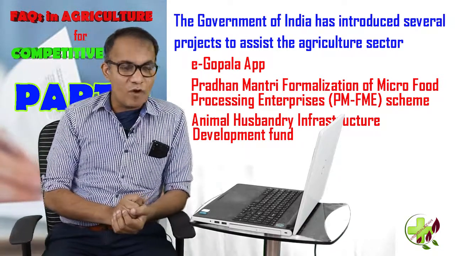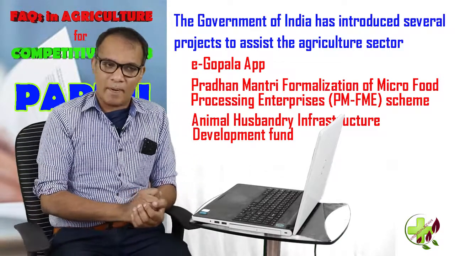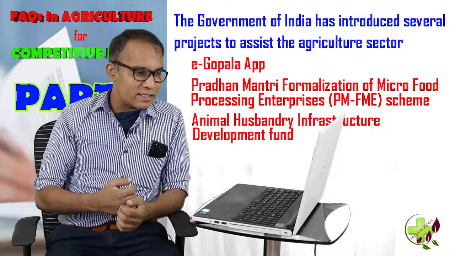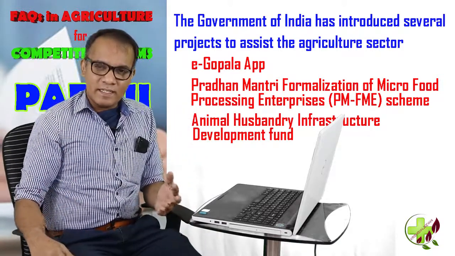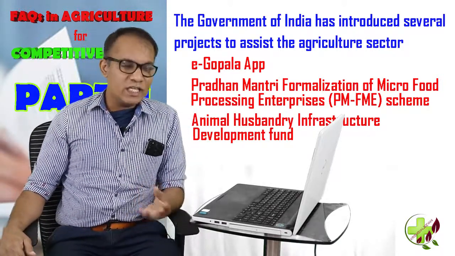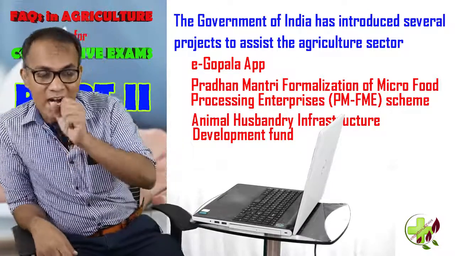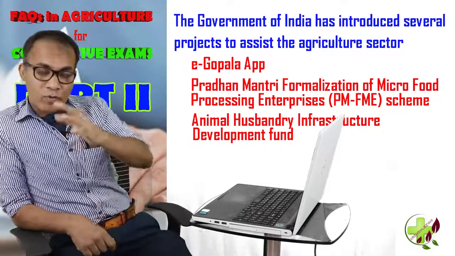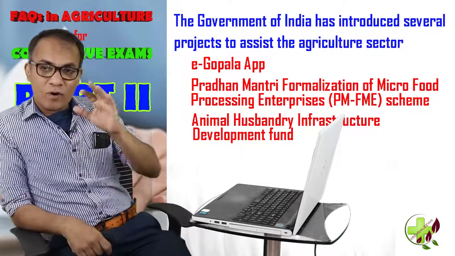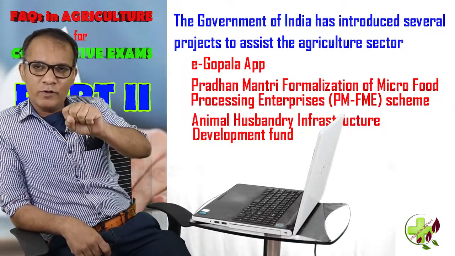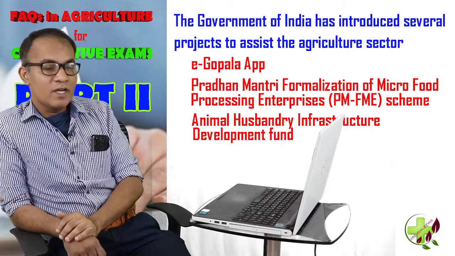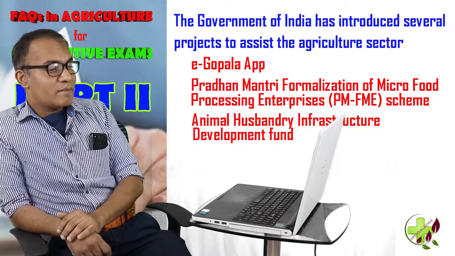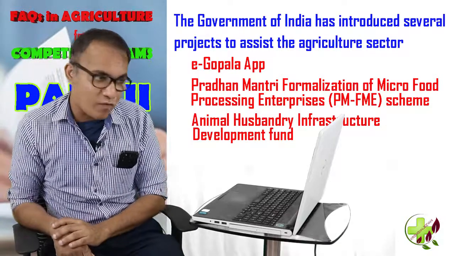PMFME, Pradhan Mantri Formalization of Micro Food Processing Enterprises Scheme, was launched under the Atmanirbhar Bharat. It aims to enhance the competitiveness of the existing individual micro enterprises in the unorganized segment of the food processing industry and promote formalization of this sector, and provide support to farmer producer organizations, self-help groups, produce cooperatives, etc.